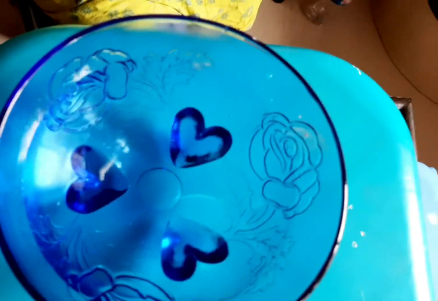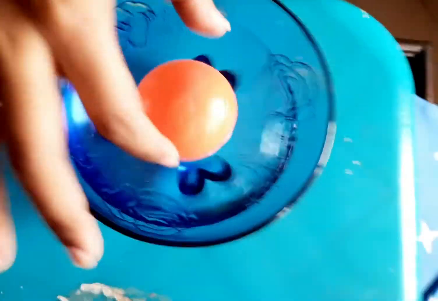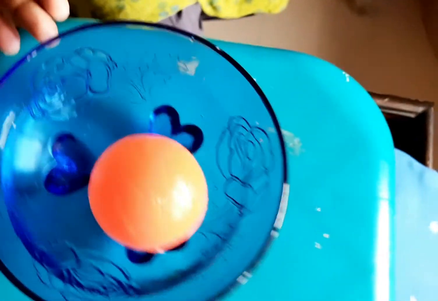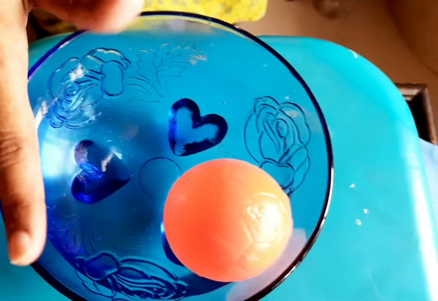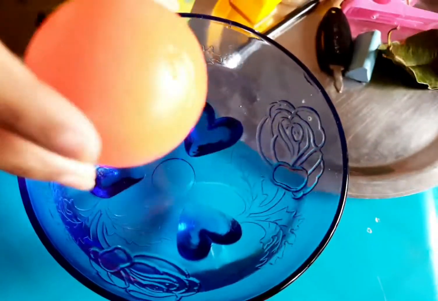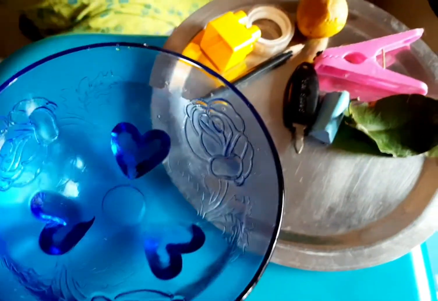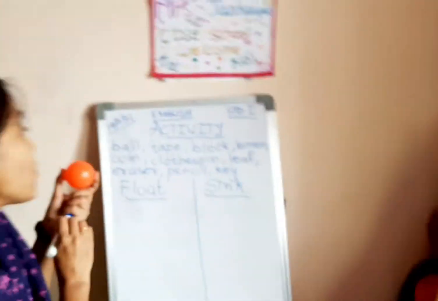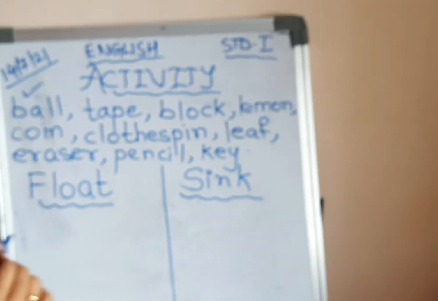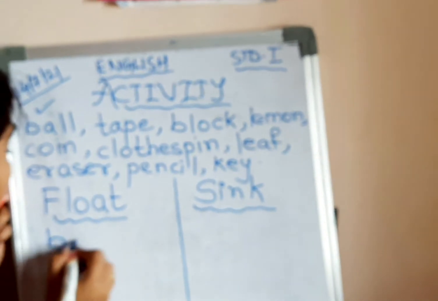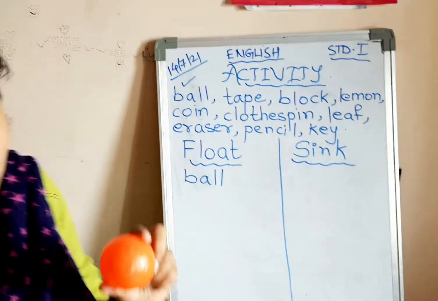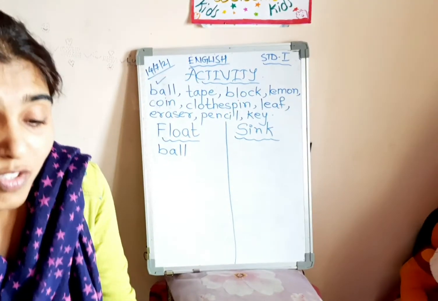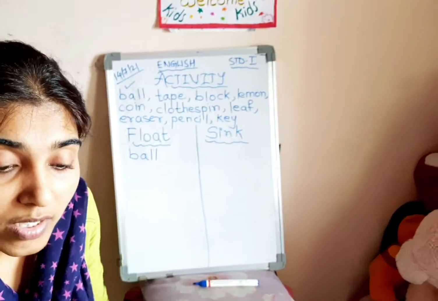Now here I have a ball. I put this ball in the water. See what happens. Is it floating or is it sinking? Yes, you all are right. It's floating. So here I can say that this ball floats on the water. So the first one, ball floats. Here I write the name ball because it floats on the water. Very good, children.